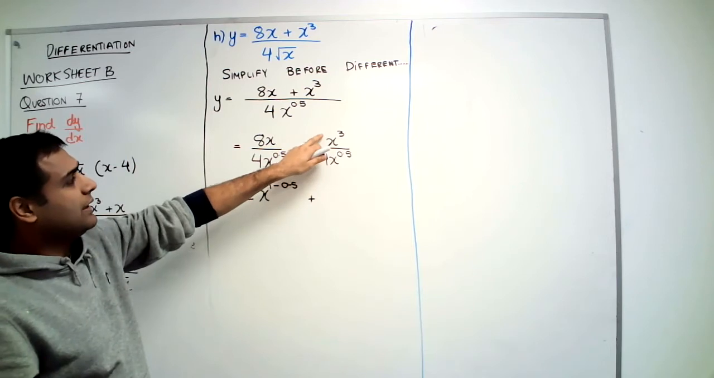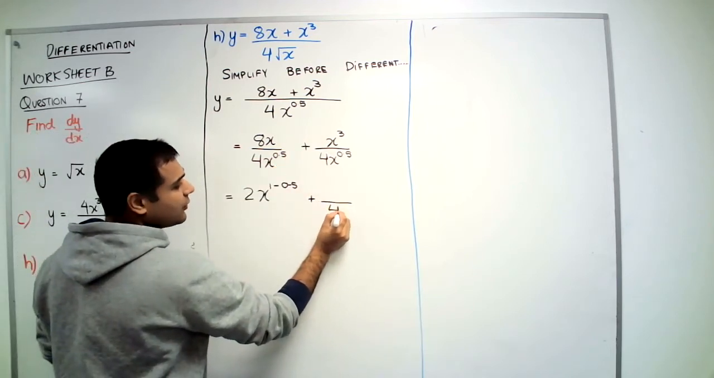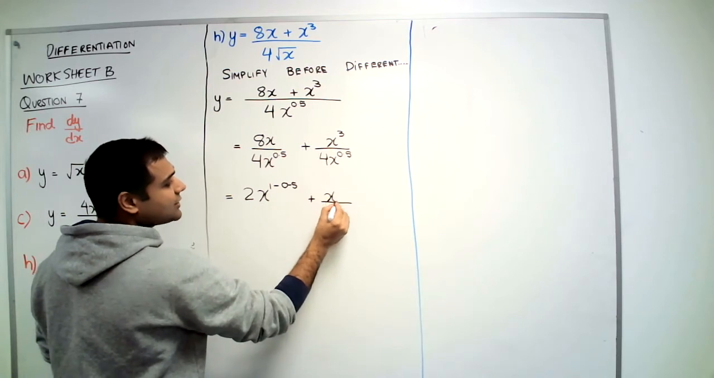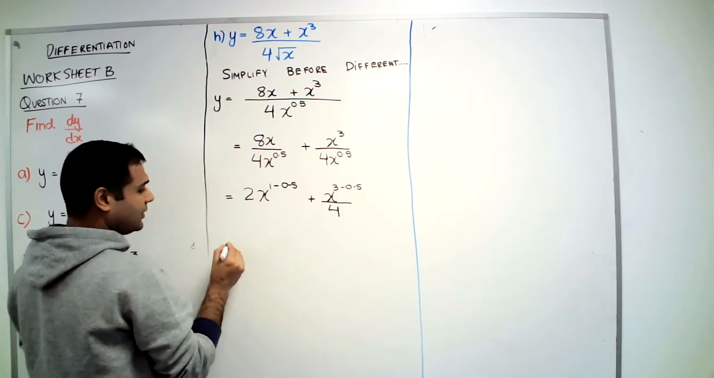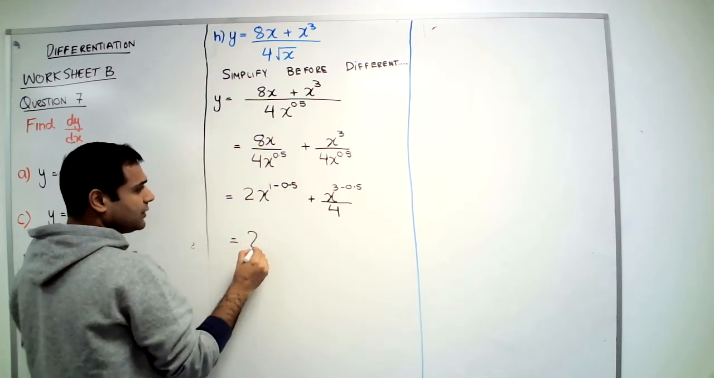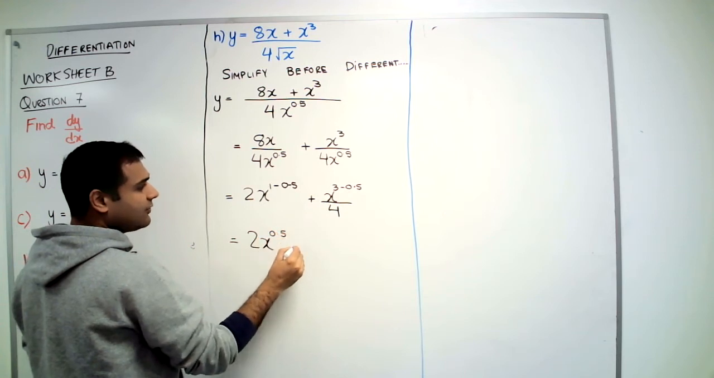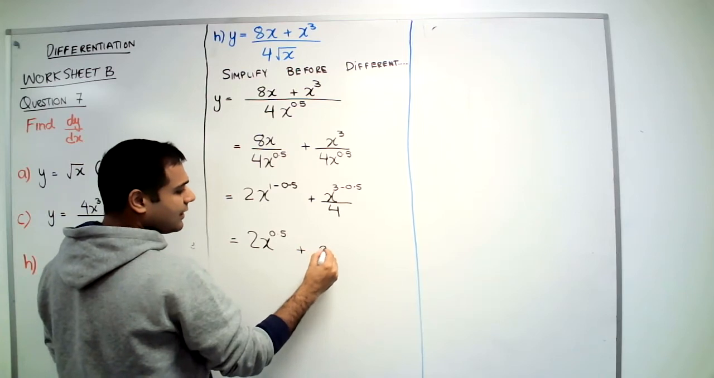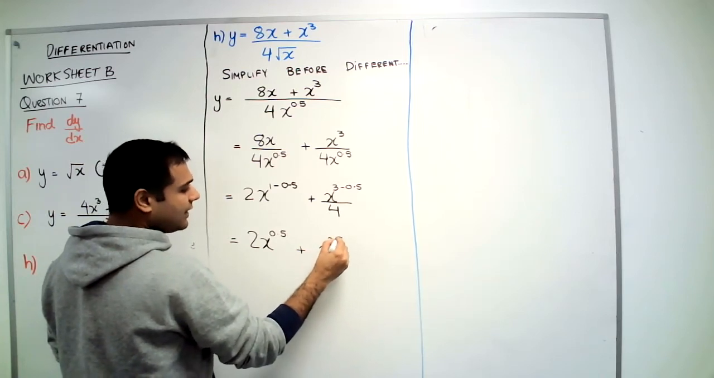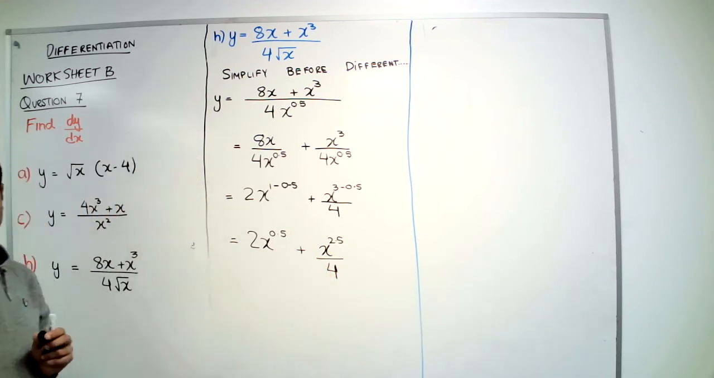Plus, okay, there is 1 here, so I can write that one just as a 4 here, because it doesn't work. 4 is here, that is x cubed minus 0.5. So this thing will become 2x to the power 0.5 plus x to the 2.5 over 4. Now we have simplified it.